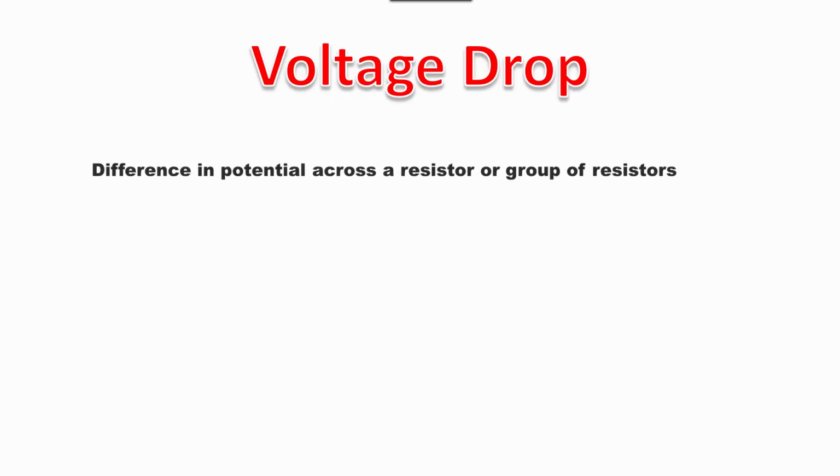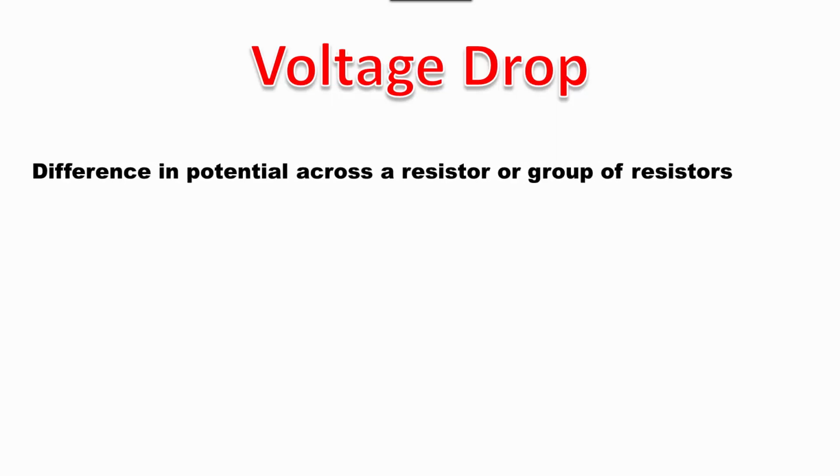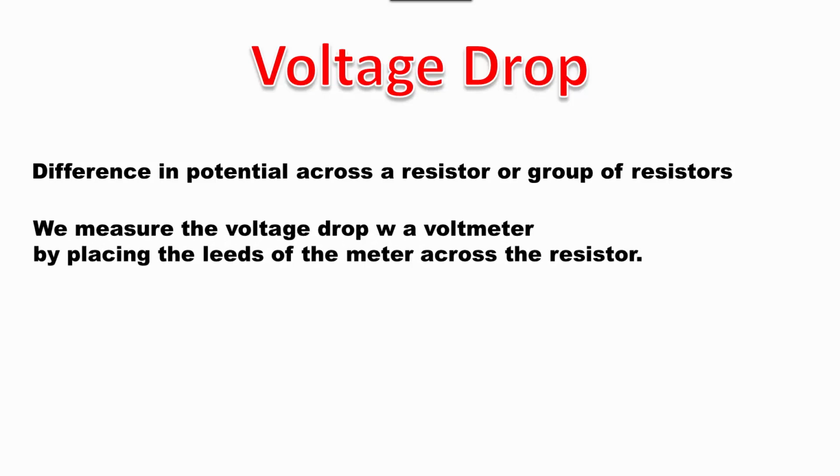Now is a good time to introduce a new term called voltage drop, which is simply the difference in potential across a resistor or group of resistors. We can measure the voltage drop with a voltmeter simply by placing the leads of the meter across a resistor. Now let's look at some circuits to see exactly how Ohm's law operates.